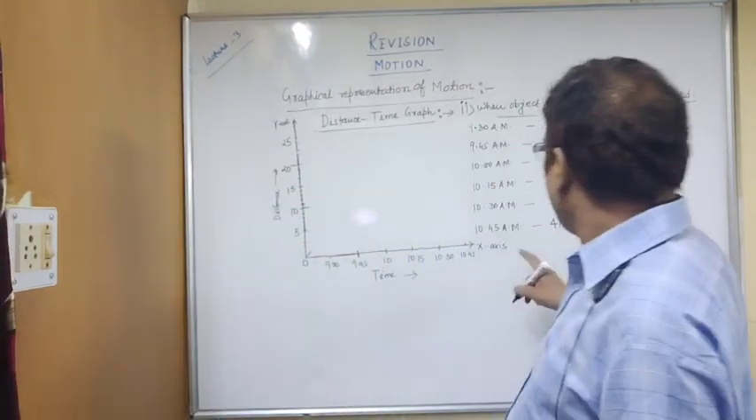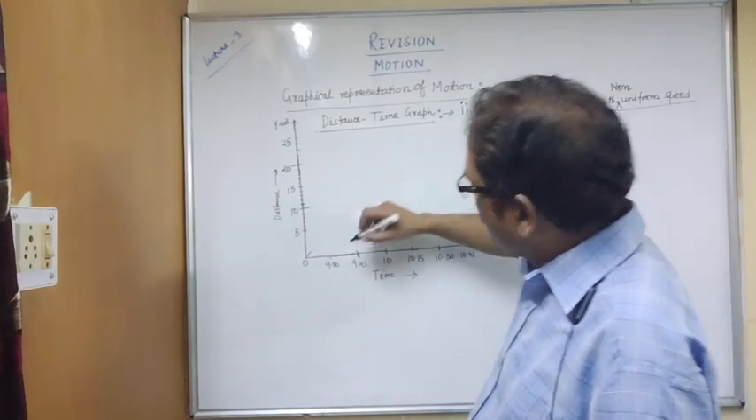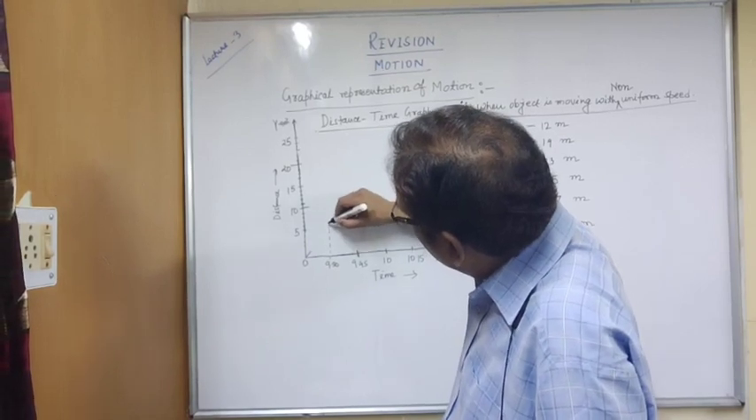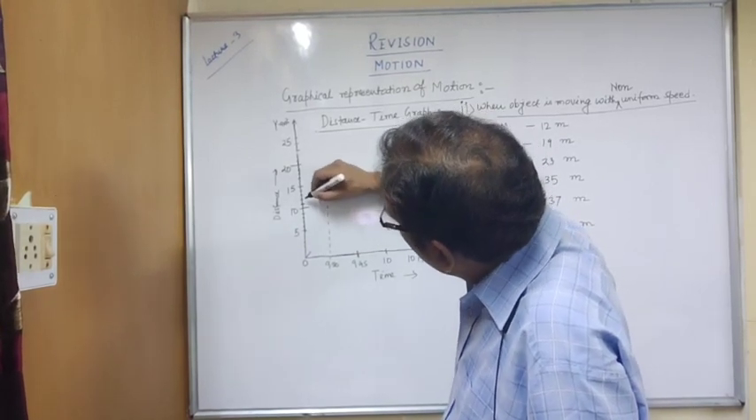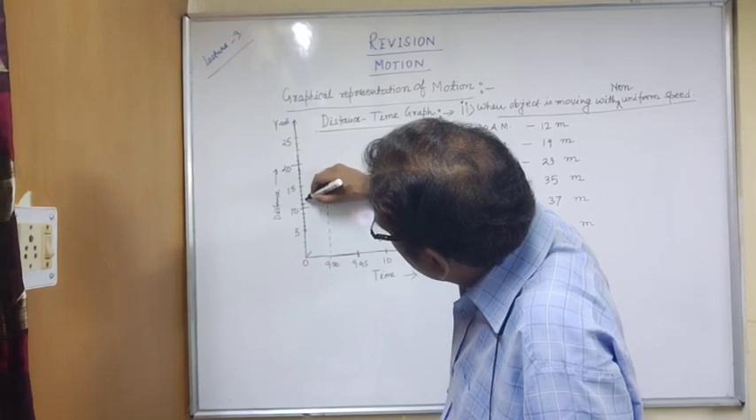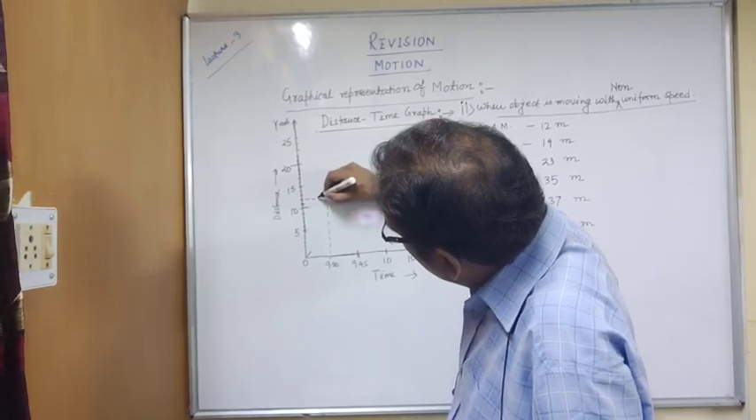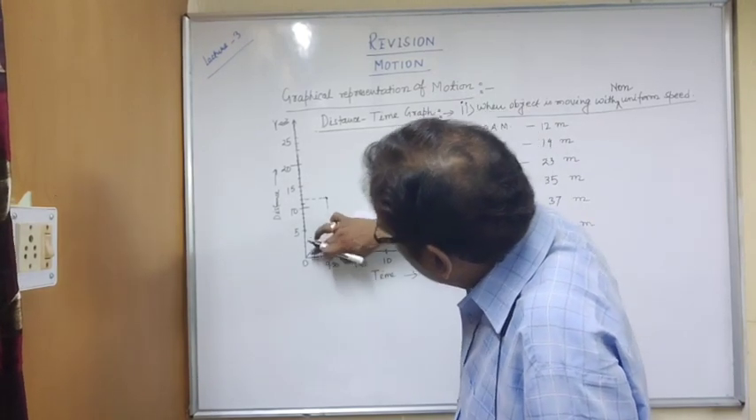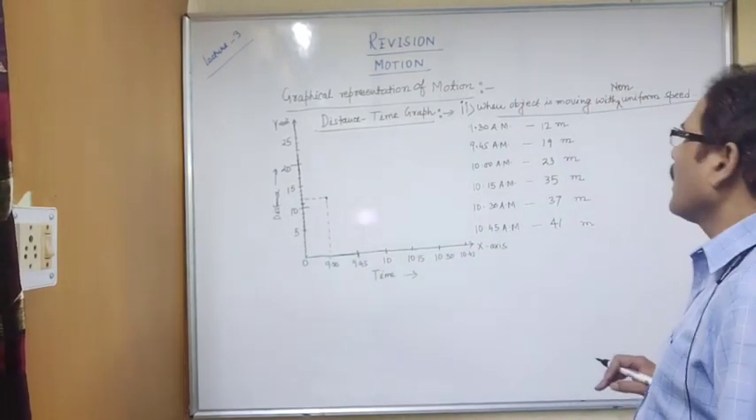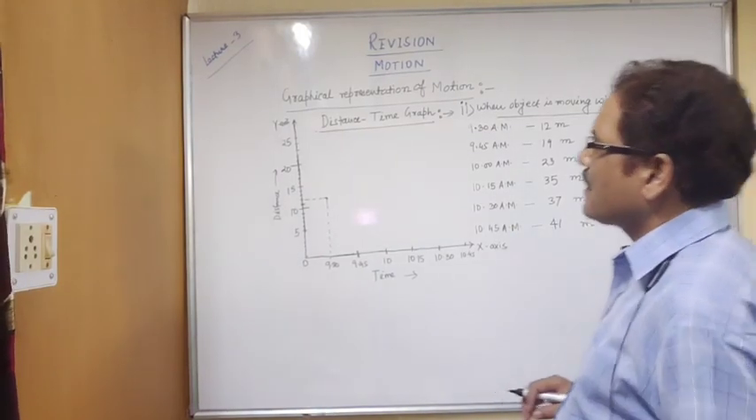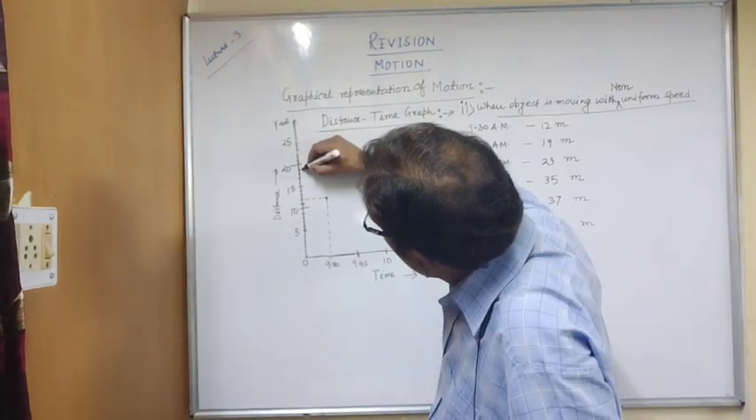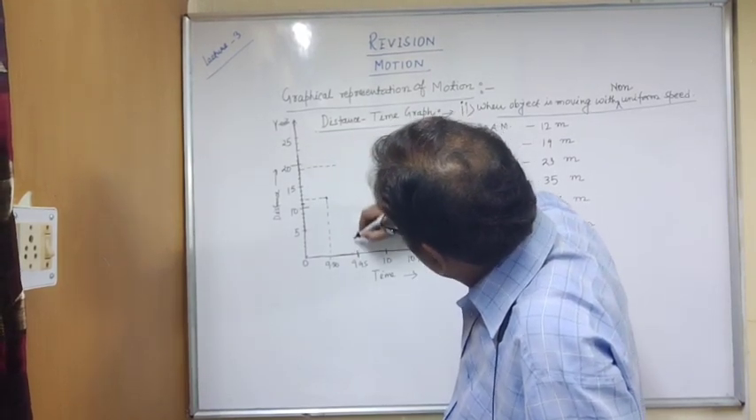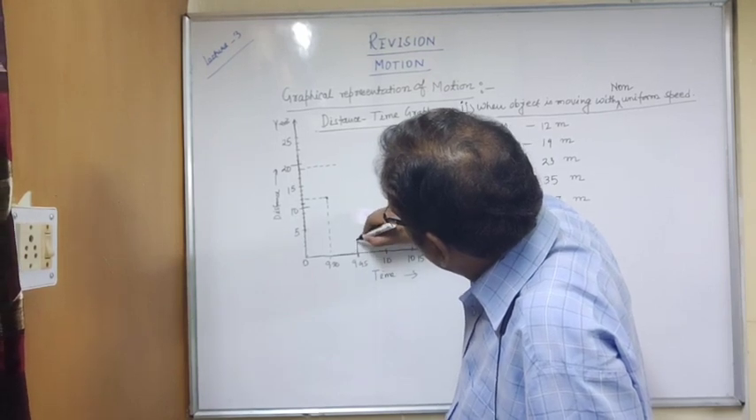So first at 9:30 am, 12. So 9:30 am is this time, and the distance covered by it is 12. 12 is here, 11, and this is 12. This is the first point. Then at 9:45 distance covered is 19. 19 is here. Distance covered is 19 at 9:45 am.